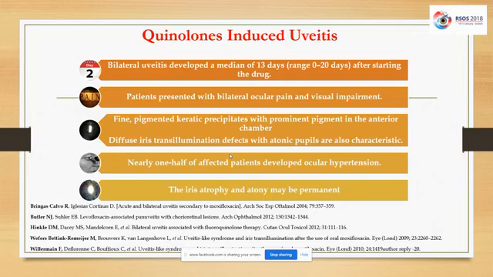Nearly one half of the affected patients can develop ocular hypertension, and this may be the scenario of the old attack of inflammation in our patient. The iris atrophy and the atony may be permanent in those patients bilaterally. So this can be an easy differentiating point between it and Fuchs uveitis.